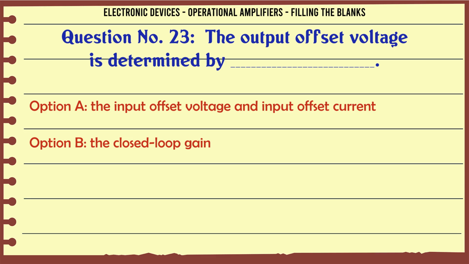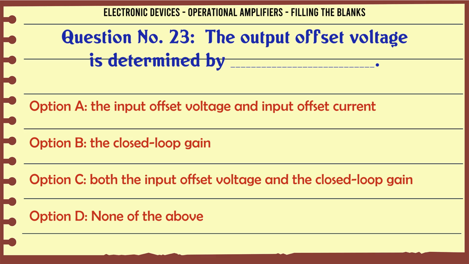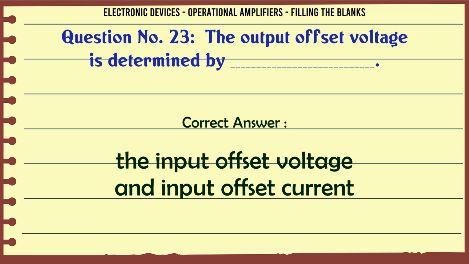The output offset voltage is determined by A. The input offset voltage and input offset current. B. The closed loop gain. C. Both the input offset voltage and the closed loop gain. D. None of the above. The correct answer is the input offset voltage and input offset current.